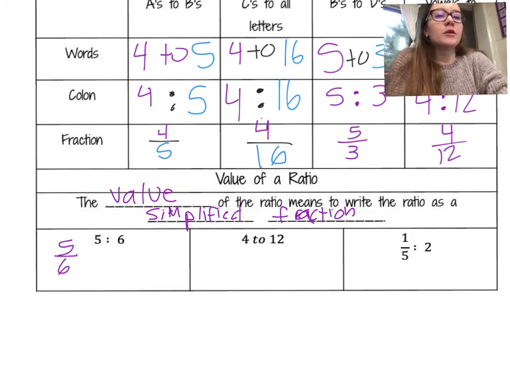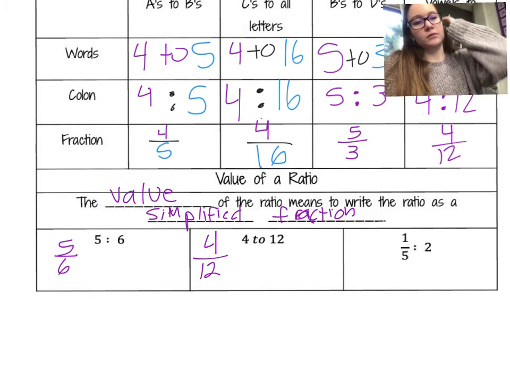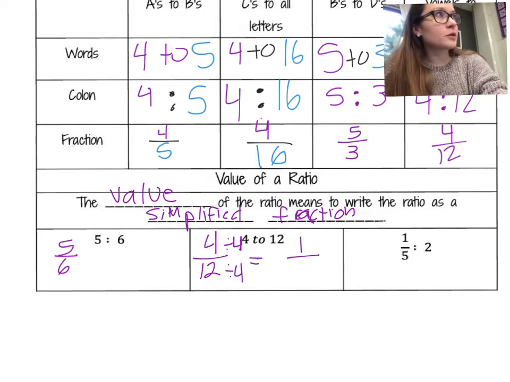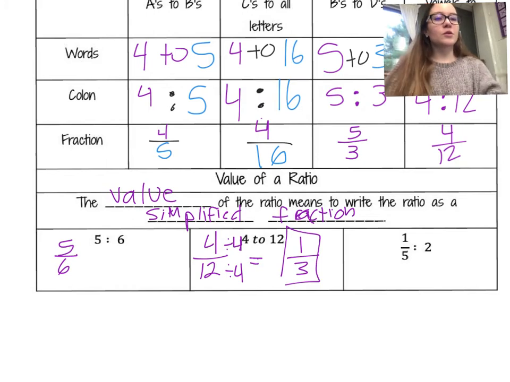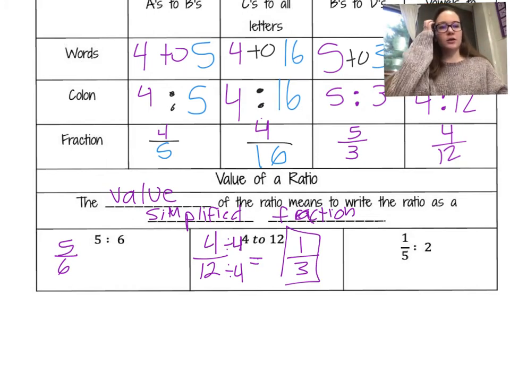Okay, 4 to 12. I do 4 over 12. Then I need to reduce. I can divide these both by 4. Four divided by 4 is 1. 12 divided by 4 is 3. So the value of the ratio 4 to 12 is 1/3.